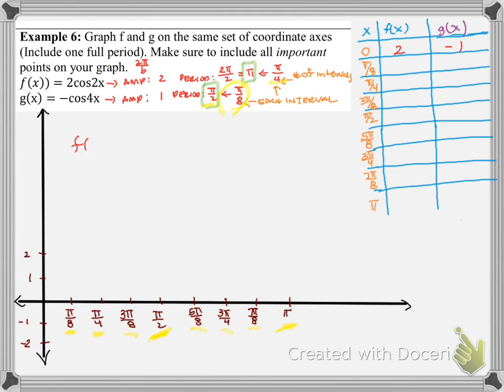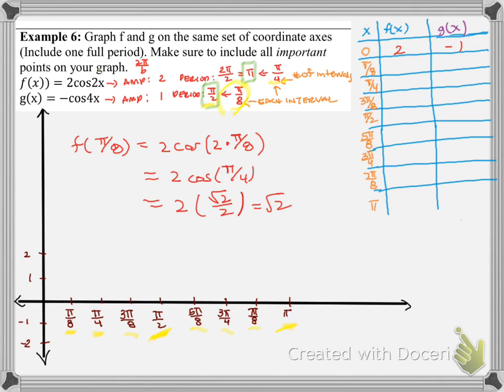So f of pi over 8 is going to be equal to 2 times cosine of 2 times pi over 8. Well, that's 2 times cosine of, simplified, pi over 4. And so that's 2 times root 2 over 2, or just root 2. All right. And since we're graphing this, you would approximate, and I think root 2 is approximately like 1.4, I believe. You could double check with the calculator. So that's about 1.4. Okay.